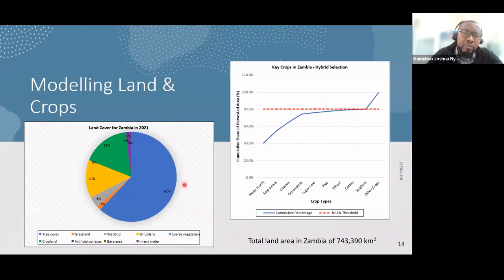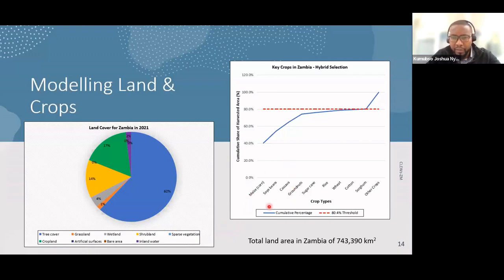Okay, when it comes to modeling land and crops, I think it was imperative, first of all, to appreciate how land is distributed in Zambia. I think the total land footprint in Zambia is close to about 744,000 square kilometers. So with that said, we've got a share which is made up of cropland. So the million-dollar question is, how many crops do you capture in your model to ensure that there's crop diversity and increased harvest area?